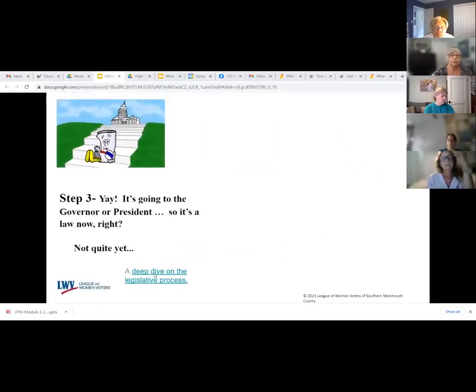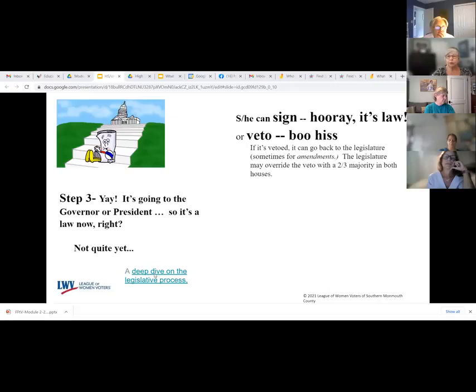All right, so step 3, yay, it's now law, right? Not quite yet. The president or the governor can sign it and then it becomes a law. Or they can veto it. If it's vetoed, it can go back to the legislature, and sometimes that's for amendments, and then it will pass. The legislature can override a veto with a 2/3 majority in both houses.